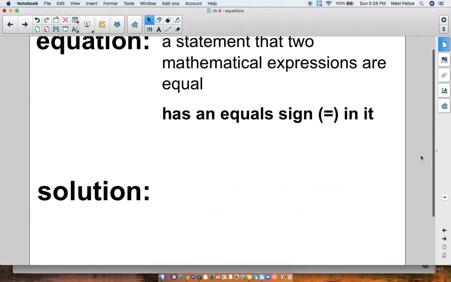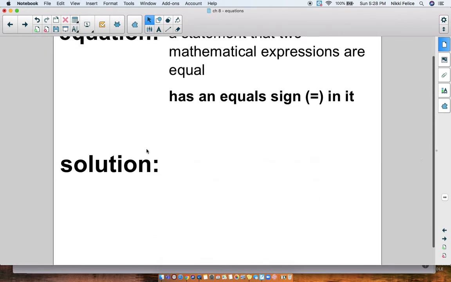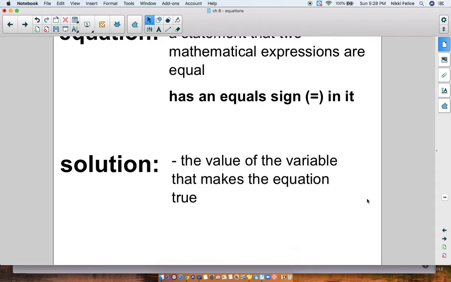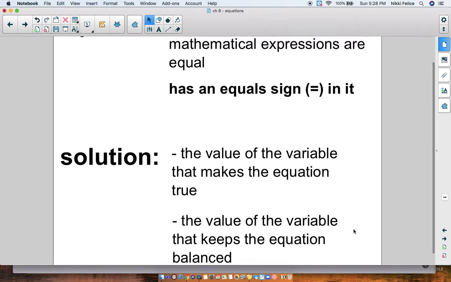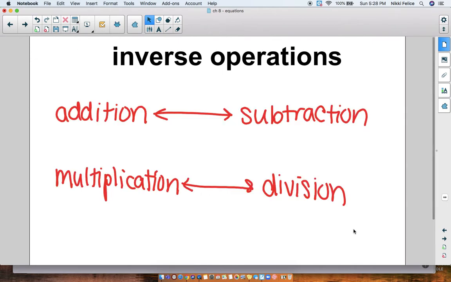And then our next definition is solution. A solution is the value of the variable that makes the equation true. So your solution is whatever x equals. Another way to say that is the value of the variable that keeps the equation balanced. Remember, an equation is like a balance, so we need both sides to be equal to one another. And of course, we are going to use inverse operations for that. So addition and subtraction are inverses of one another, and multiplying and dividing are inverses of one another.